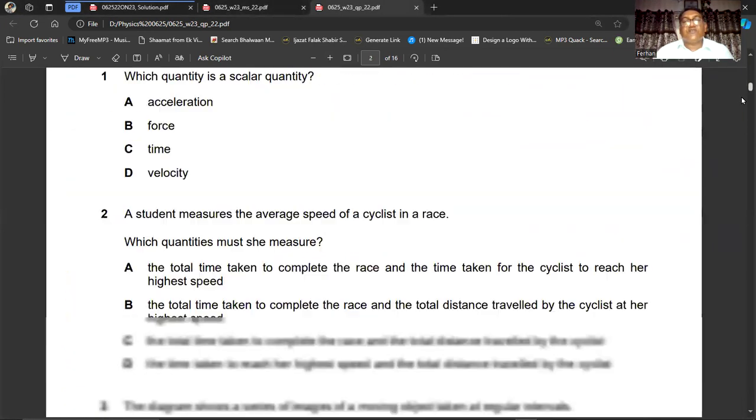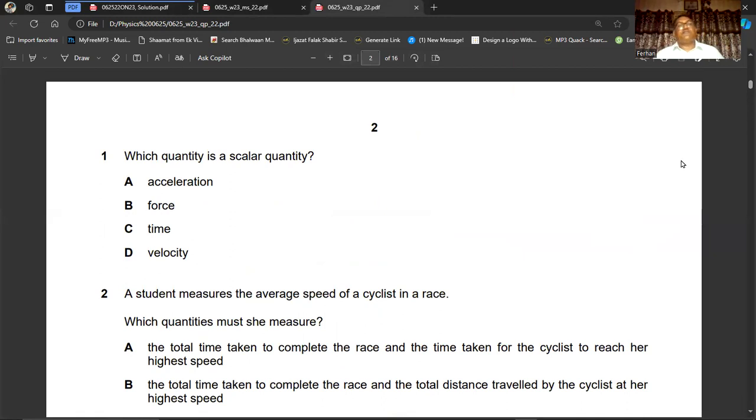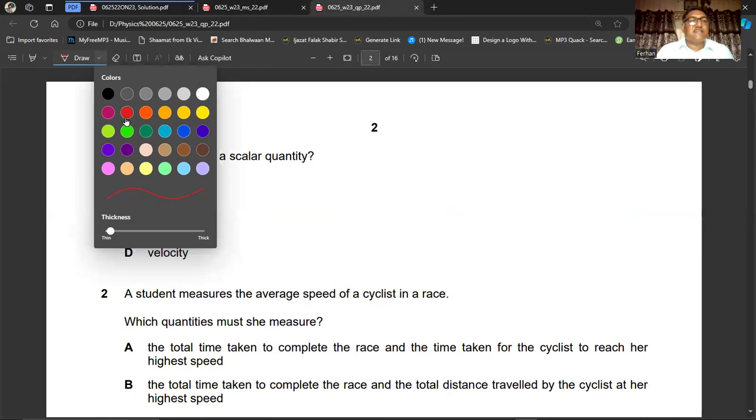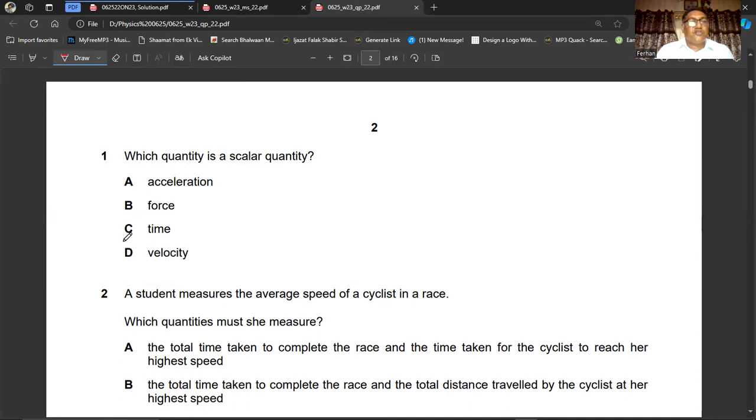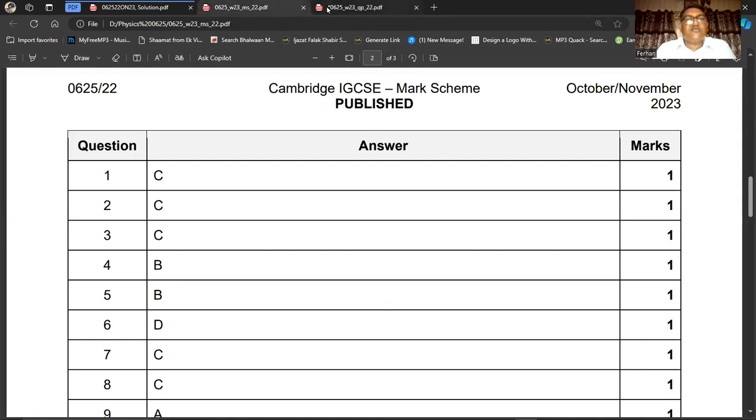Okay, so the first question coming up on your screen is, which quantity is a scalar quantity? Acceleration is a vector quantity, force is a vector quantity, time is a scalar quantity. So time is basically a scalar quantity, so we can choose it. Velocity is a vector quantity. So I think C is the choice. C is the right choice.